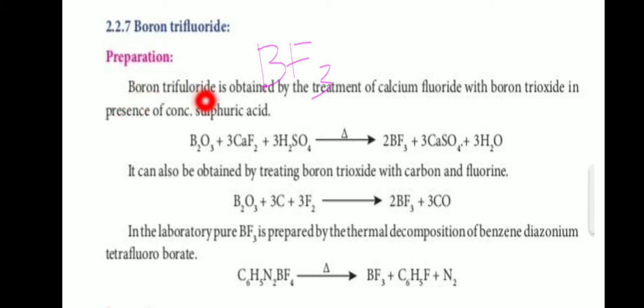Preparation. Boron trifluoride is obtained by the treatment of calcium fluoride, CaF2, with boron trioxide, B2O3, in the presence of concentrated sulfuric acid, H2SO4, to form boron trifluoride, BF3, calcium sulfate and water molecules.